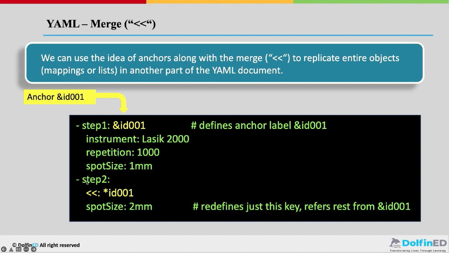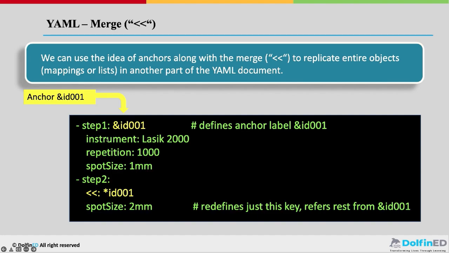And then in another list item, it could be down in the document after 20 lines or 50 lines or 100 lines, I want to get all of this again, but I don't want to type it again. So what do you do? In step 2, which is a list item as well, I'm going to merge. So this, the less-than symbol, is the merge symbol. And then I have the colon and space, so this is going to be assigned a value. And the value is the asterisk ID 001. So basically, whatever was anchored here is going to be merged right here, okay?